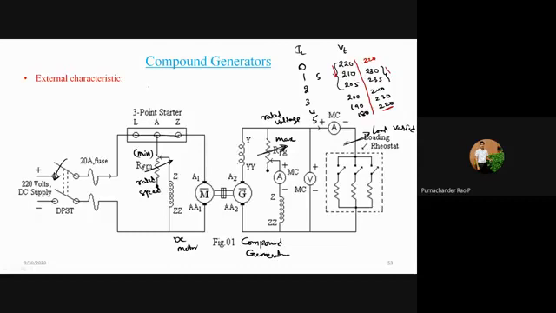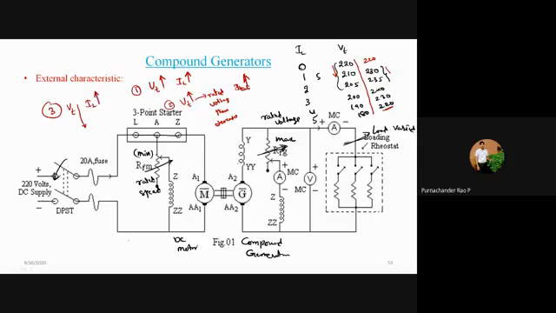The terminal voltage VT may increase with the increase of load current. This is case 1. For the second case, the voltage may increase, reach the rated voltage, and then decrease with the increase in IL. Then the third case is that the terminal voltage always goes on decreasing with the increase in the load current.